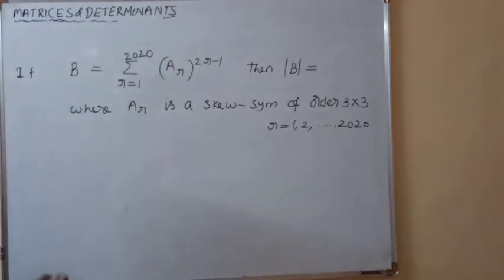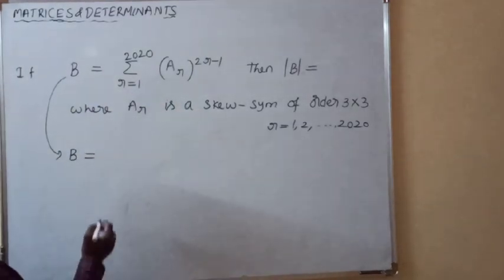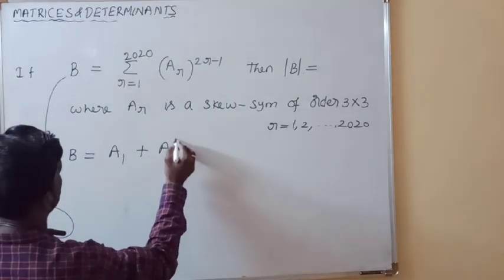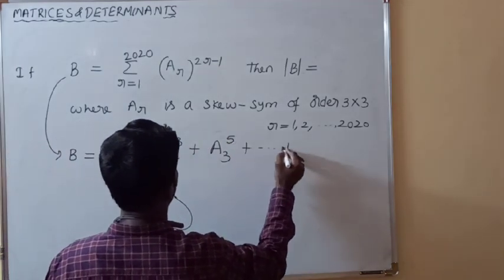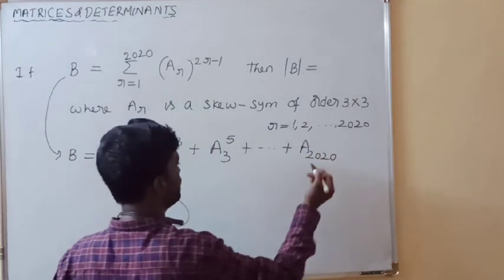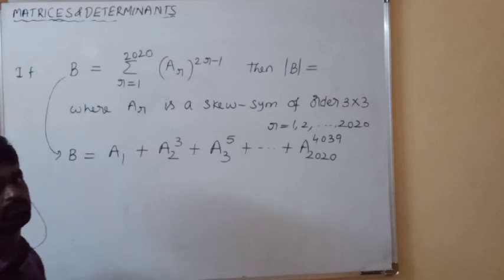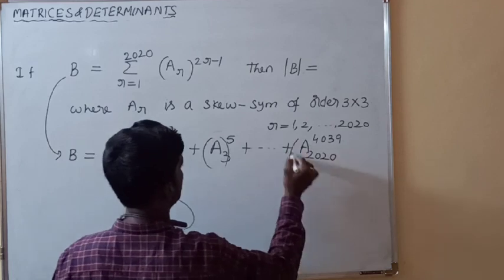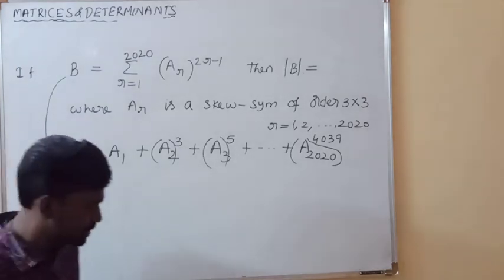Okay. So first write B. Expand the sigma. Then what do you get? If you put R value 1, what do you get? A1. If you put R value 2, what do you get? A2 cube. Next, what do you get? A3 power 5 and so on, up to A2020. No need to calculate the power, but if you calculate, you will get 4039. So A1, A2 cube, A3 power 5, up to A2020 whole power 4039.